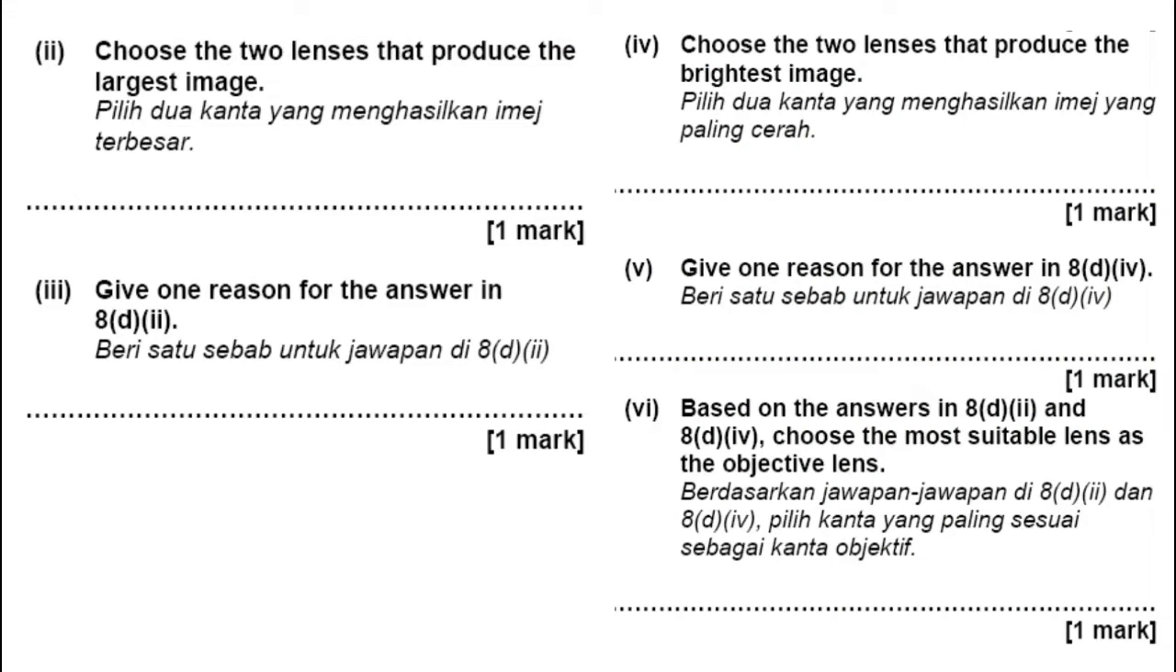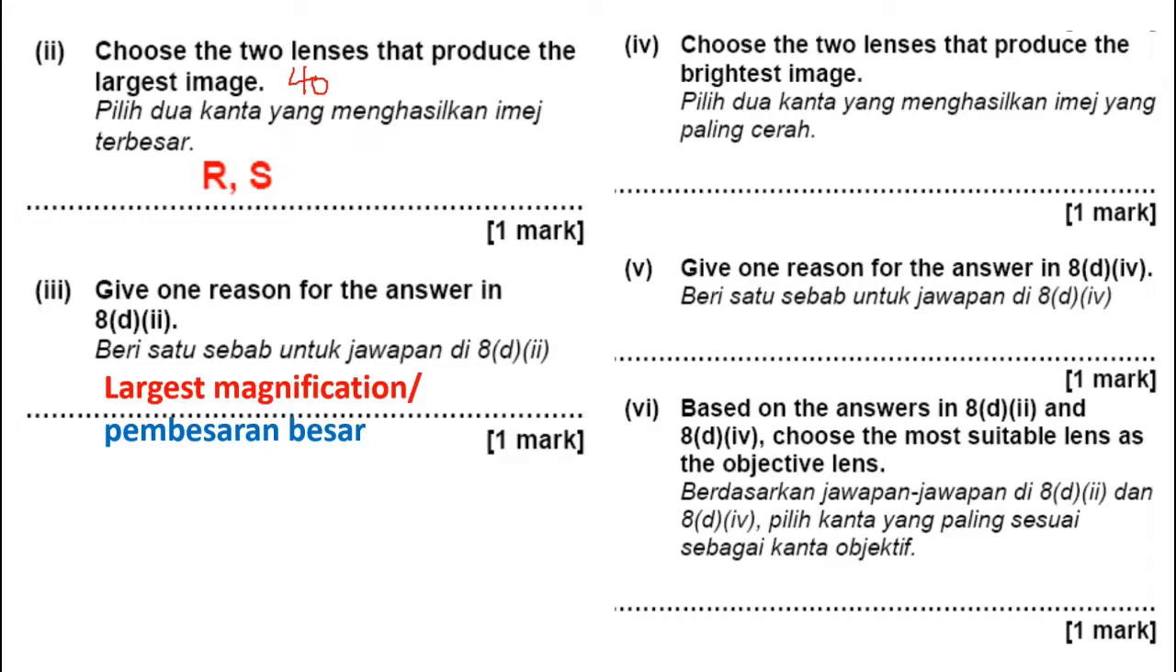Part 2. Choose two lenses that produce the largest image. From the table just now, try to select the two that have the highest magnification, which is 40. The magnification value is 40. So R and X is the answer. Next, give a reason: of course, largest magnification.